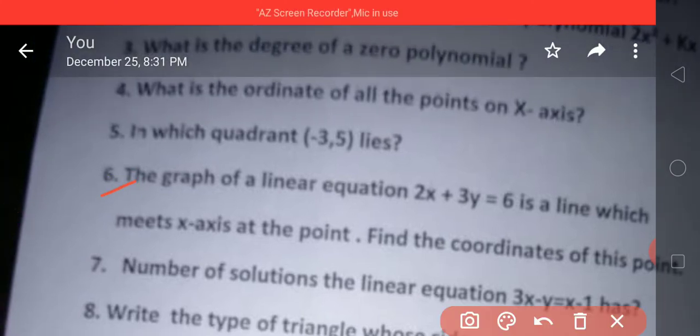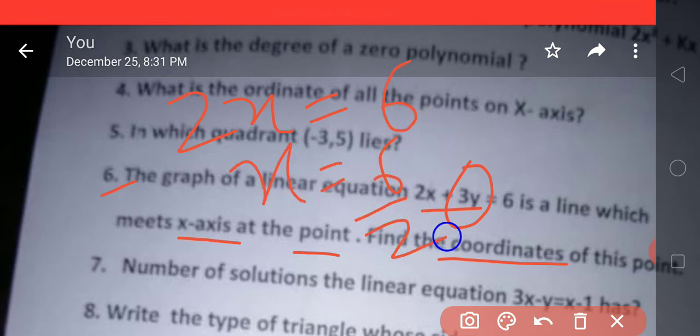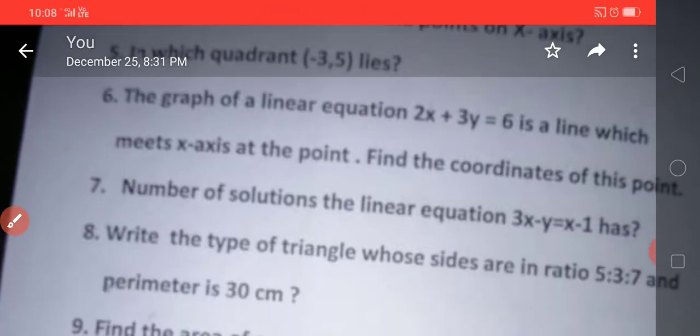Come to question number 6. The graph of a linear equation meets the x-axis at a point. What are the coordinates of this point? If it meets the x-axis, then y must be equal to 0. So you will put 0 instead of y. It will be 2x equal to 6 and x is equal to 6 by 2, that is 3. So what are the coordinates? 3, 0. Y must be 0. Okay, let us come to question number 7.